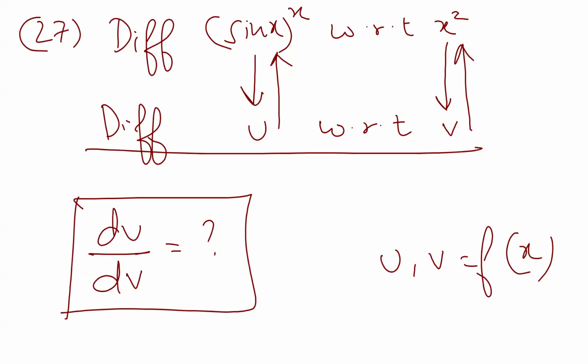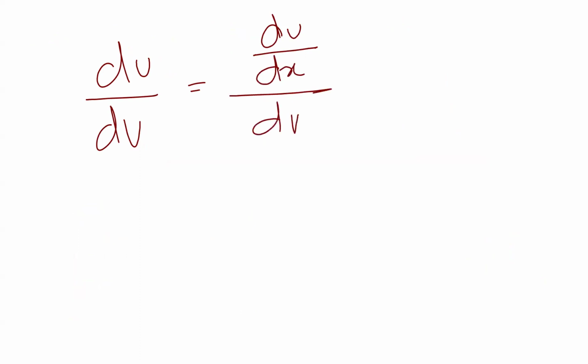So du by dv. See, u is not a function of v, but u is a function of x and v is a function of x. They are asking you du by dv, right? Since both are functions of x, we'll write it as du by dx upon dv by dx. Equation number 1. Now I'm going to calculate du by dx and dv by dx separately.